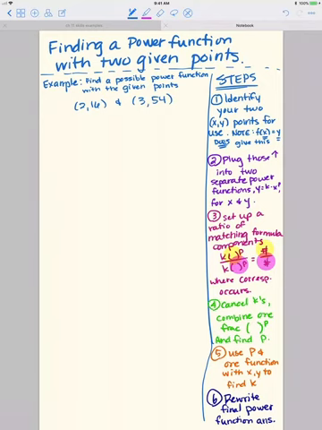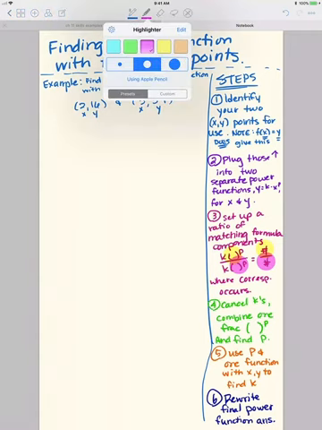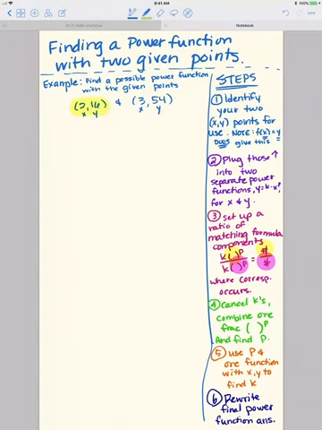The first step is to make sure you can identify the 2 points that you're supposed to use. In this case, it's pretty easy. The x's are 2 and 3, the y's are 16 and 54. Just keep in mind which one goes with which whenever you go to do step 3.